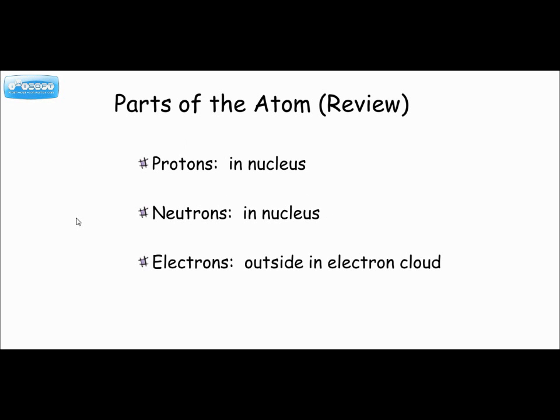So let's start with a review. Where are the parts of the atom? Protons and neutrons are in the nucleus. So protons, neutrons. Electrons are outside in the electron cloud. So really when we're talking about nuclear reactions and nuclear equations, we don't really care about these electrons. We're really worried about what's going on in that nucleus, so protons and neutrons.